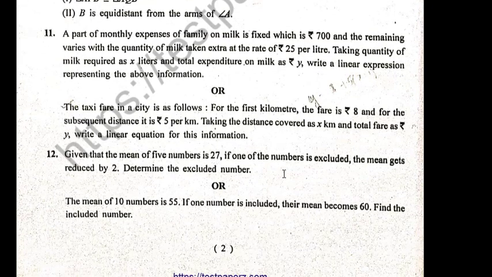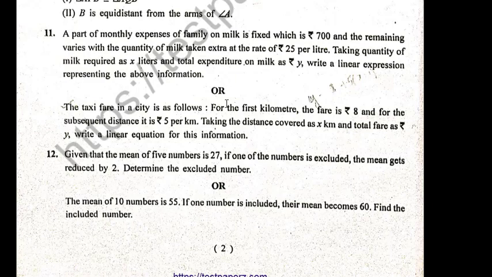A part of monthly expenses of a family on milk is fixed, which is rupees 700, and the remaining varies with quantity of milk taken extra at the rate of 25 per liter. Taking quantity of milk required as x liter and total expenditure on milk as y, write the linear expression representing the above information.